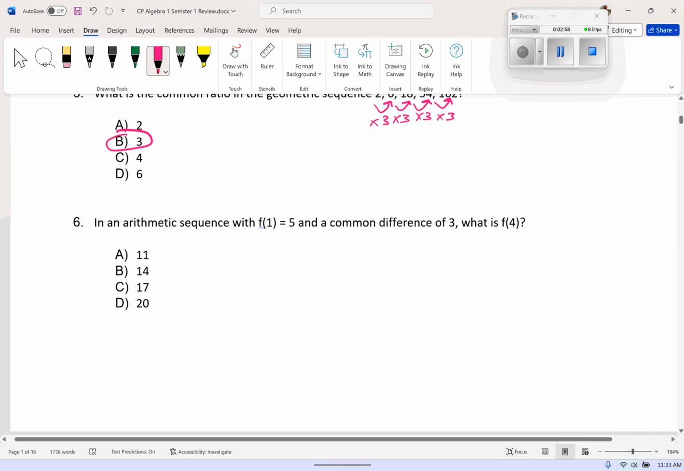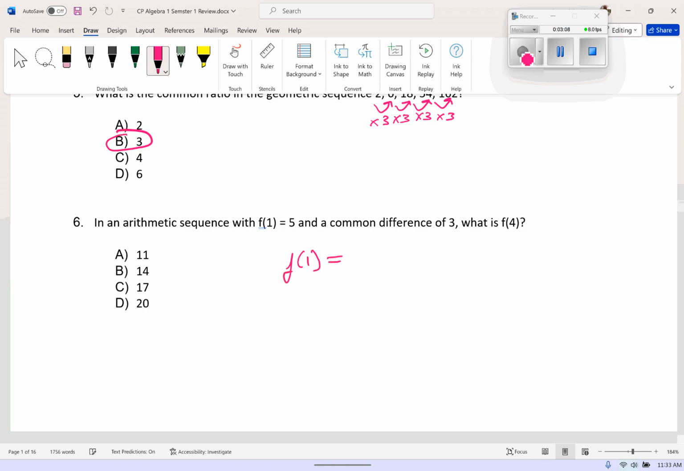In the arithmetic sequence, our first term, f of 1, is equal to 5, and the common difference is 3. What is f of 4? Okay, so we have to think about this. We have f of 1 that's given to us, and then we have a common difference of 3. If you remember from the posters in the room, arithmetic sequences and series, you have f of n equals, what's the rest of it? Find the poster in the room.